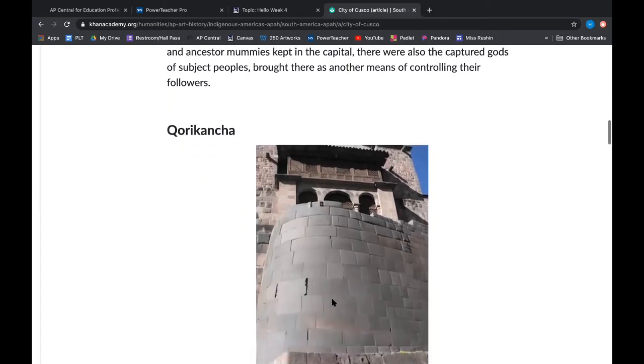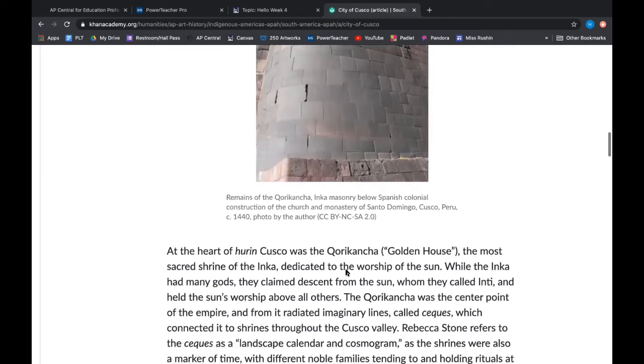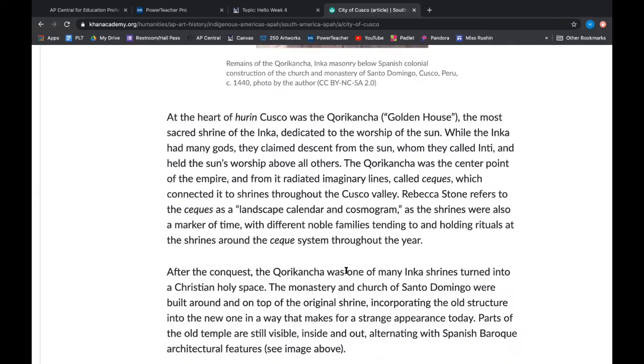All right, Coricancha. Look how different these stones look, you guys. At the heart of Hurin, remember Hurin is the lower part. At the heart of Hurin Cuzco was the Coricancha, which means golden house. So I would write that down next to Coricancha. The most sacred shrine of the Inca, go ahead and write that, dedicated to the worship of the sun. Write it.